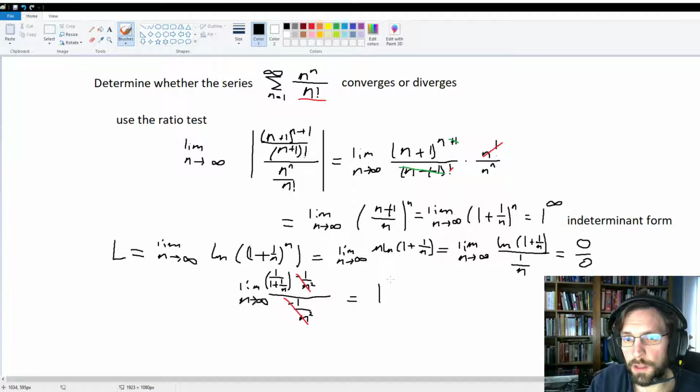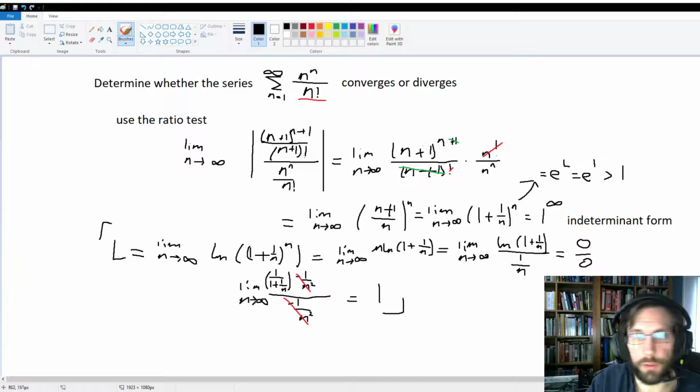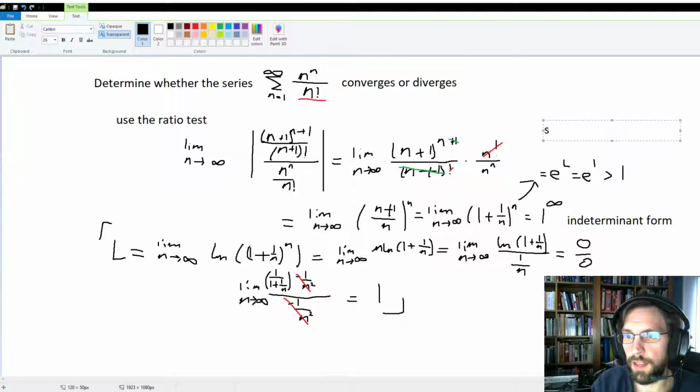This was the limit of the natural log. So the limit that we were interested in is really going to be equal to e to the L, which is e to the 1. And e is strictly bigger than 1, and that tells us that the series diverges by the ratio test.